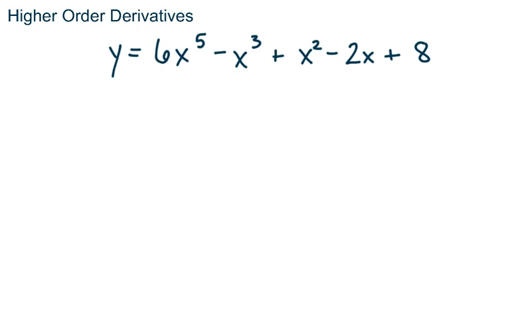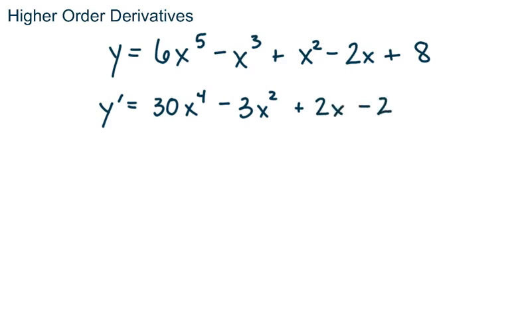Here I have a function, y equals 6x to the fifth minus x cubed plus x squared minus 2x plus 8. And let's find the first few derivatives. So my first derivative, y prime, that would be 30x to the fourth minus 3x squared plus 2x minus 2. That represents my first derivative, f prime of x, or y prime, or even dy dx.